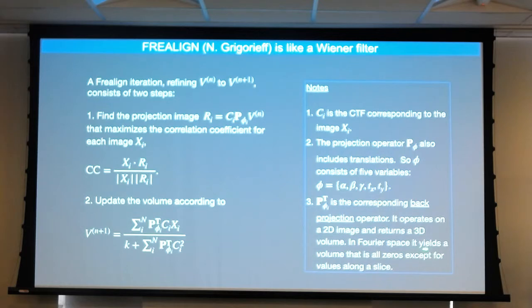In Fourier space, it just gives you a volume that's all zero except for a slice that's been inserted. And then you sum that up over all the images, you sum this normalization over all the images, and you put in a Wiener constant so that nothing blows up, and that gives you your new volume. So that's how FREALIGN works. FREALIGN spends, of course, most of its time doing step one, searching to find the best projection direction corresponding to a given image, and then combines the images in a Wiener filter way to get an improved volume.